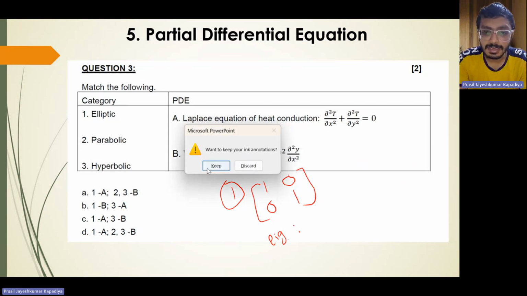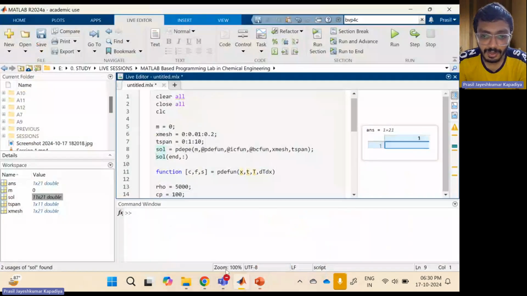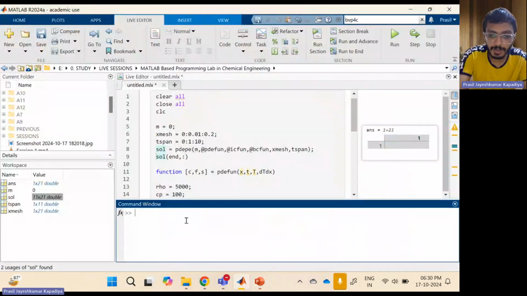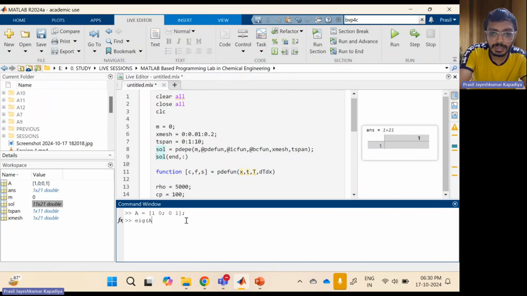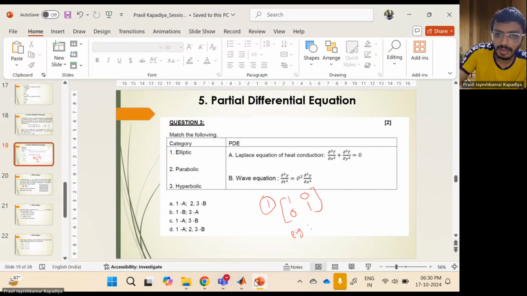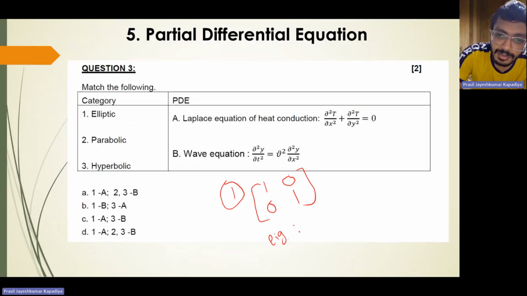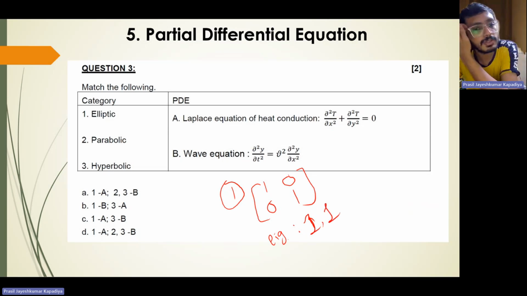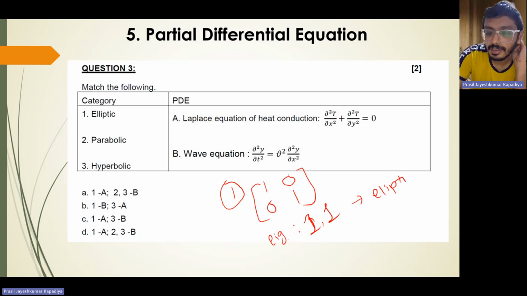If I directly calculate from MATLAB, if my A is equal to [1 0; 0 1], my eigenvalue of A is 1. So both eigenvalues are of the same sign, positive 1 comma 1. When my eigenvalues are of the same sign, then it is called elliptic PDE.